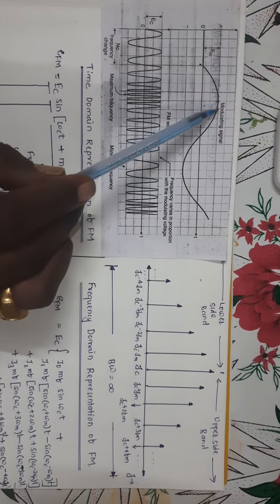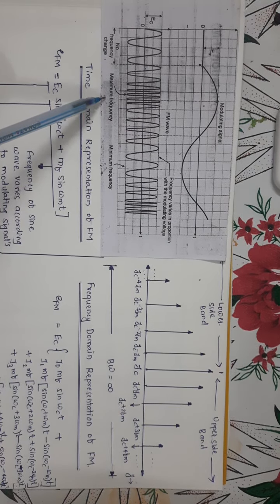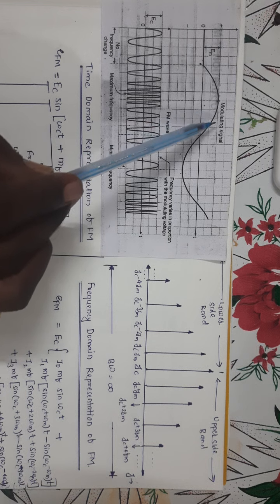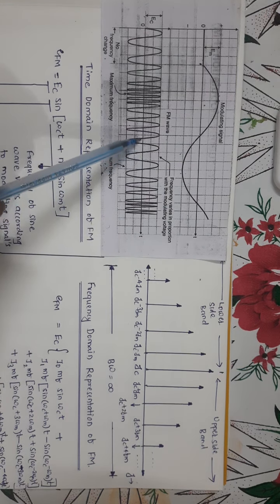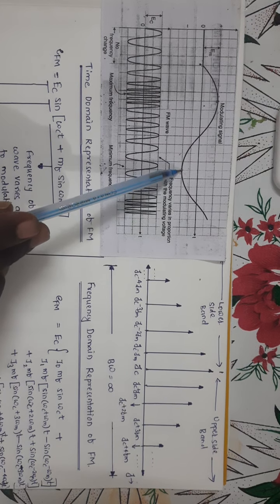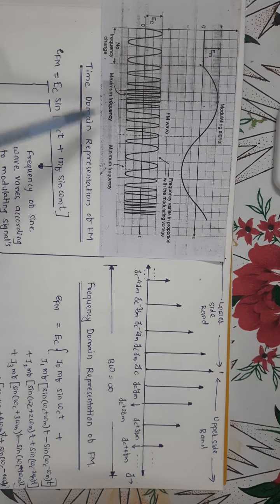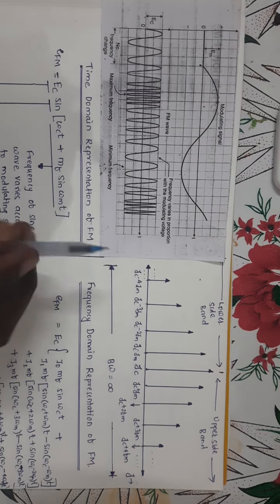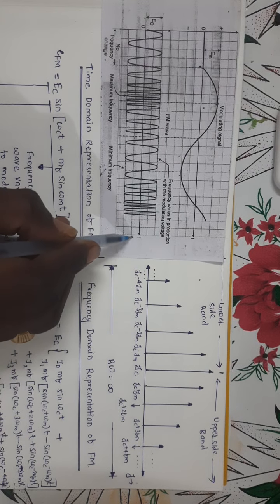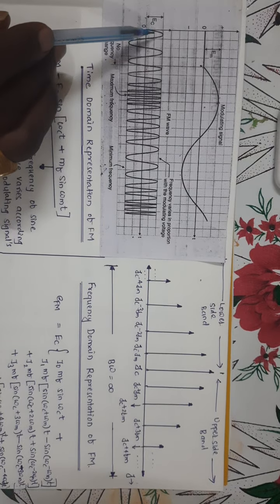At the peak positive amplitude of the modulating signal, we are observing maximum frequency. Now, as the modulating amplitude goes on decreasing, the frequency of the carrier also goes on decreasing. At the peak negative amplitude of your modulating signal, here we are observing the frequency is minimum. So whatever we have represented is with respect to time. So on the x-axis there is time, on the y-axis there is amplitude.